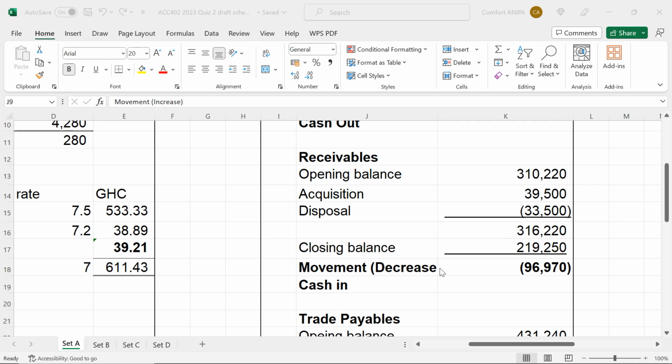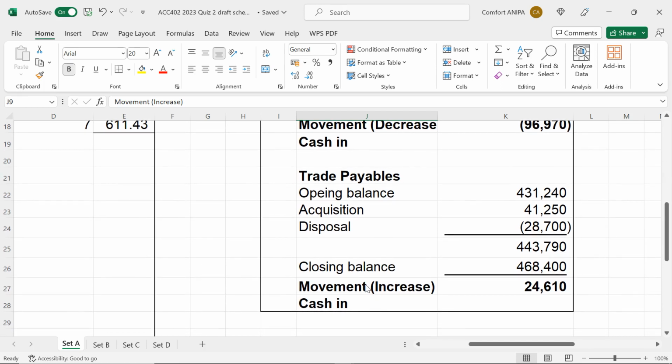Your closing balance is 219, so your receivable is reducing. A decrease means you are receiving cash in. It means you are selling inventory; inventory is changing to cash and bringing in cash. Sorry, receivable bringing in cash. So a decrease in receivable is a cash inflow. This will bring in cash.